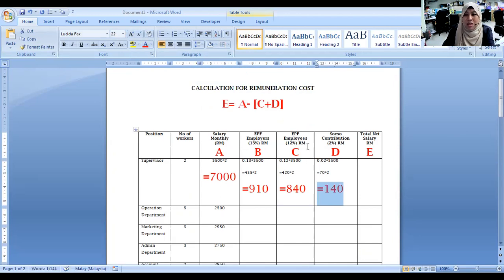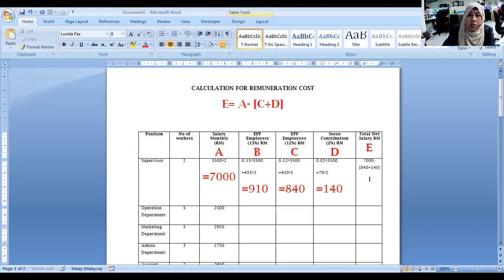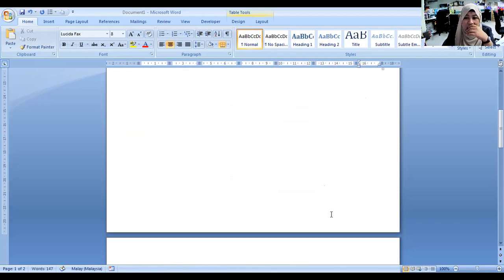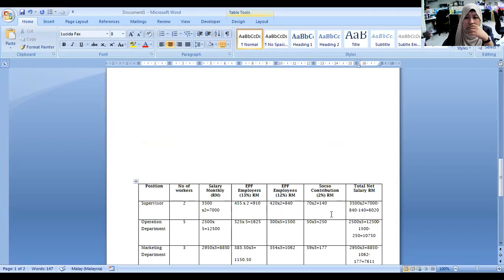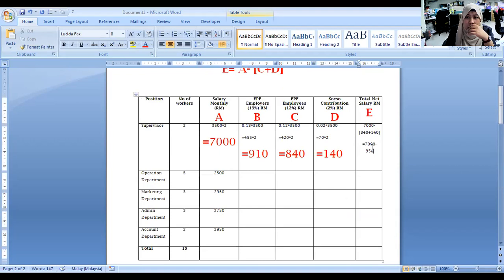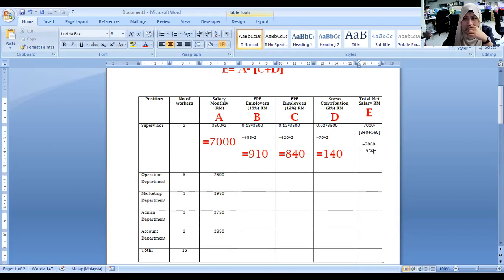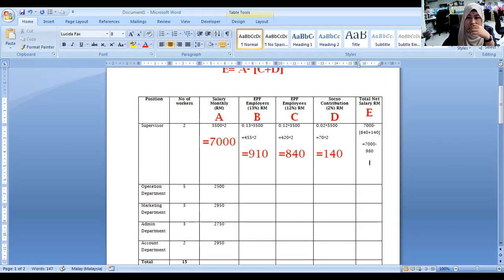So according to the formula above, E is equal to A minus C plus D. So only this. A will be 7,000. You have to show it, if not, you cannot get the marks. In your business plan, this is how you want to calculate it also. So 7,000 minus 840 plus 140. So you will get 6,300. So this is the end of the answer that you can get.